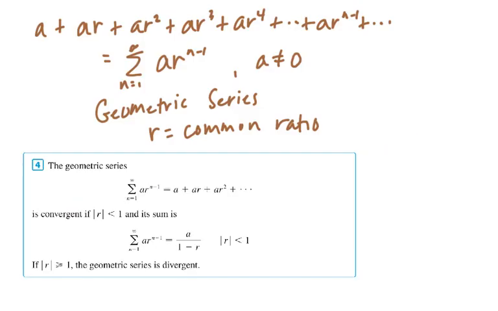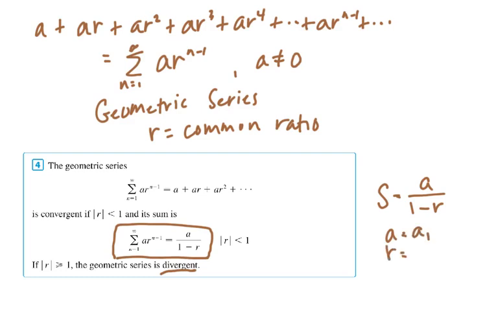So here we find that a geometric series is convergent if the absolute value of my common ratio is less than 1. We kind of saw that with the two examples that we looked at. And then we have a formula for its sum. So the sum is right here, if the absolute value of r is less than 1. If the absolute value of r is greater than or equal to 1, then the series is divergent. So we generally say the sum of a geometric series is a over 1 minus r. a is your first term, a is equal to a sub 1, and r is the common ratio.